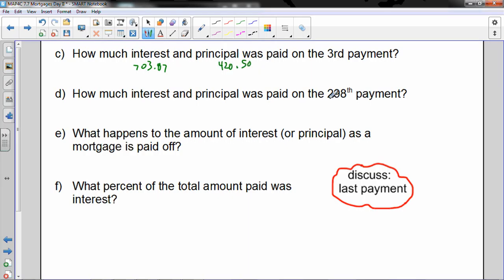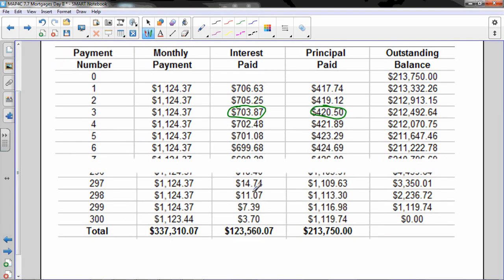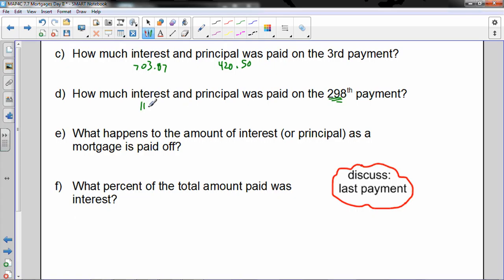But on the 298th payment, that's like the second last payment, what happened? Well, there's only $11 interest, and almost all of that payment goes off to paying off your house. Well, why? Well, you're almost done paying it off. You owe the bank almost nothing. There's very little interest to pay. So over here, the interest was $11.07, and the principal was a big chunk of it.